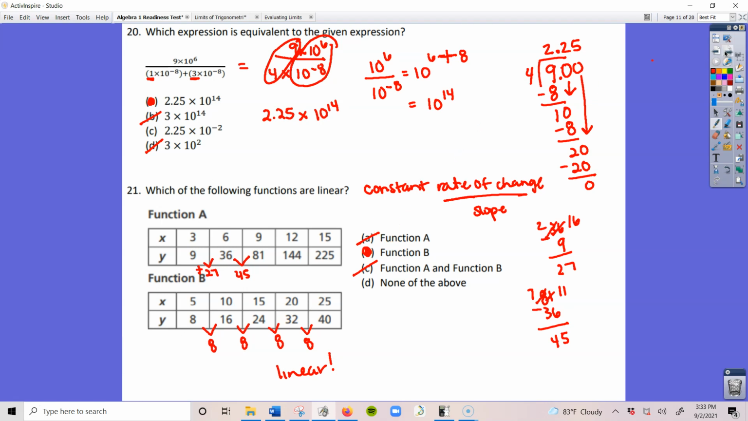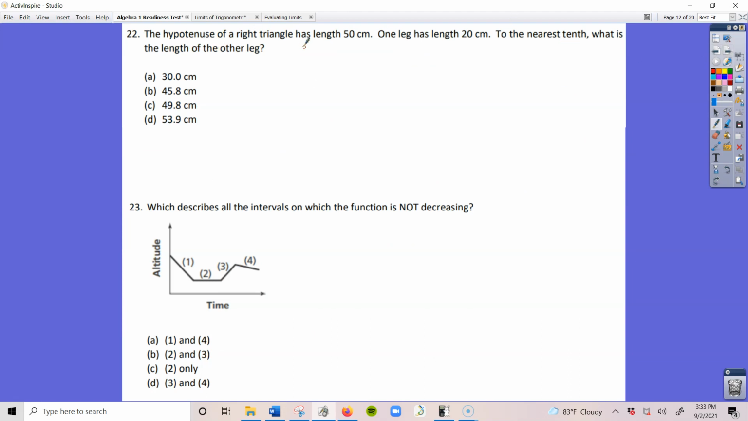Number 22. The hypotenuse of a right triangle has length 50 centimeters. One leg has a length of 20 centimeters. To the nearest tenth, what is the length of the other leg? So a right triangle looks like this, where one of the angles is 90 degrees. The hypotenuse, which is 50, is always the longest side of your triangle, which is always across from the 90 degrees, or as you can see, it's diagonal. So this is 50.